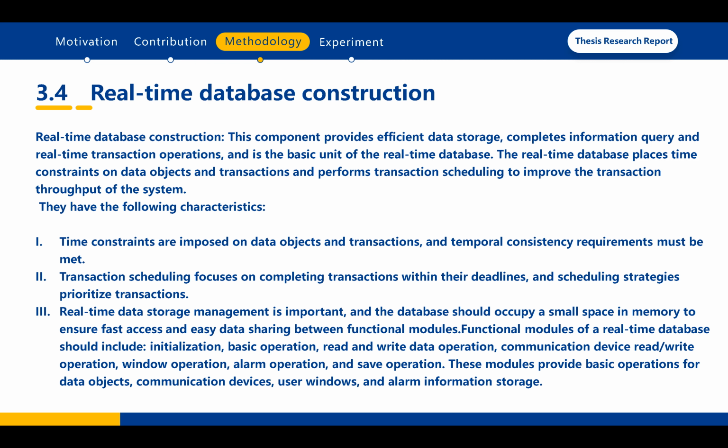And the third is real-time data storage management is important, and the database should occupy a small space in memory to ensure fast access and easy data sharing between function modules. Functional modules of a real-time database should include initialization, basic operation, read and write data operation, communication device read or write operation, window operation, alarm operation, and save operation. These modules provide basic operation for data objects, communication device, user window, and alarm information storage.